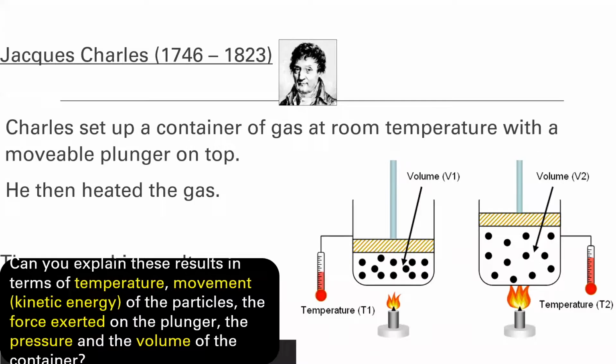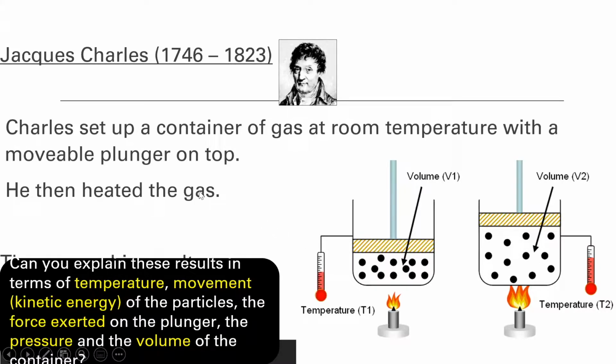So this man called Jacques Charles, French, set up a container of gas at room temperature with a movable plunger on top. The plunger, this thing, can move up and down. So there's gas and it's being heated, and this thing can go up and down. It's the same thing in different positions.